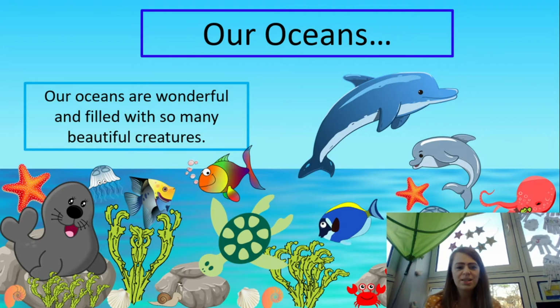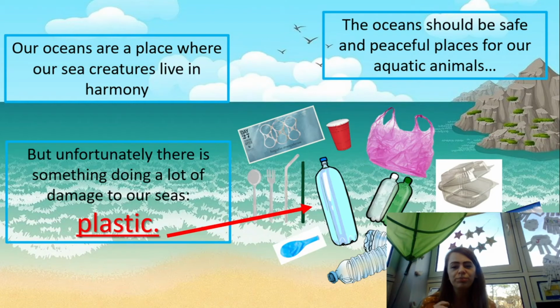So, our oceans. Our oceans are filled with so many beautiful creatures. I wonder if you can maybe identify some of the creatures that are in this picture. I know you've already been doing lots of great research for your fact files, so hopefully by this time you know a bit more about these animals that live in our oceans and why they're so incredible. So in terms of our oceans, they're places where our sea creatures live in harmony. These are ecosystems that have evolved over millions of years to function all together with the different species and the different habitats. There's a perfect balance in the oceans.